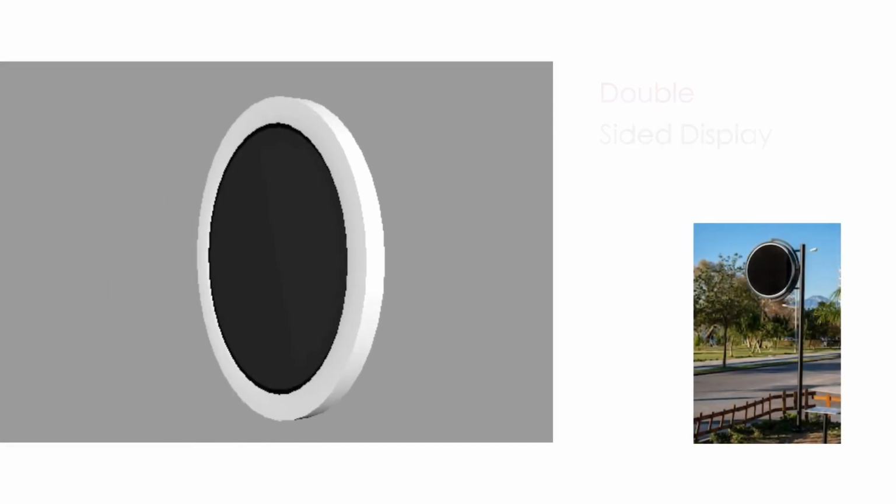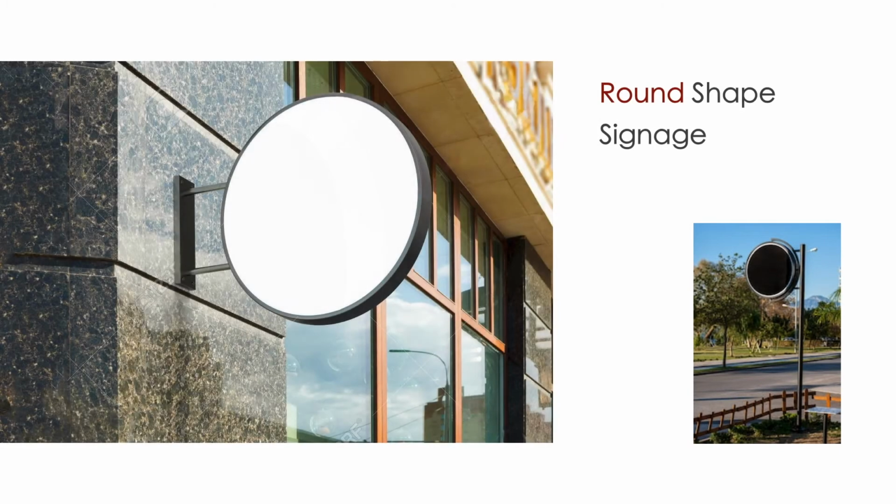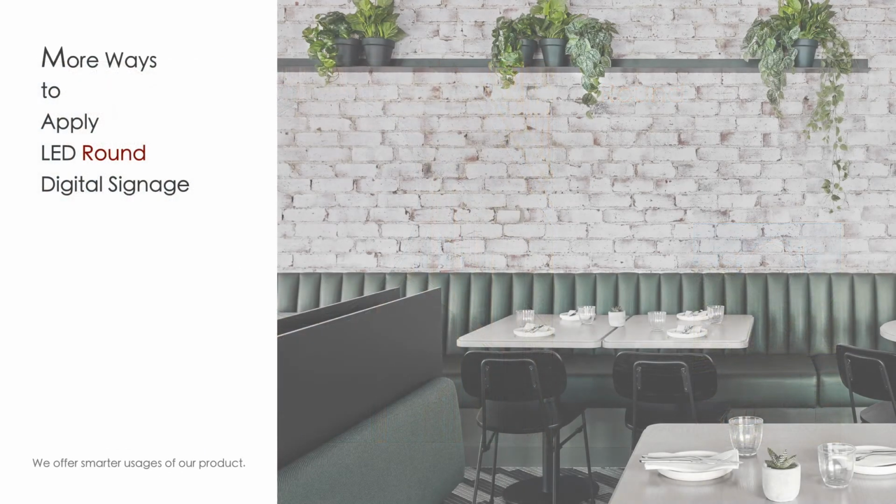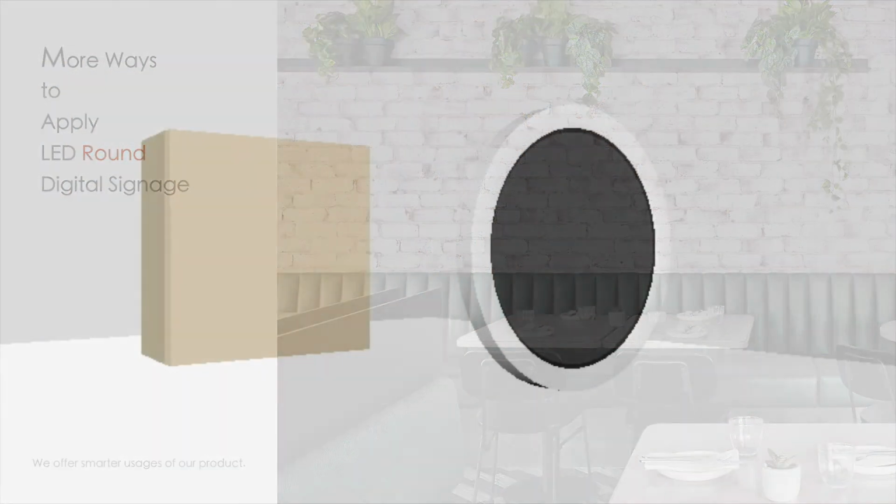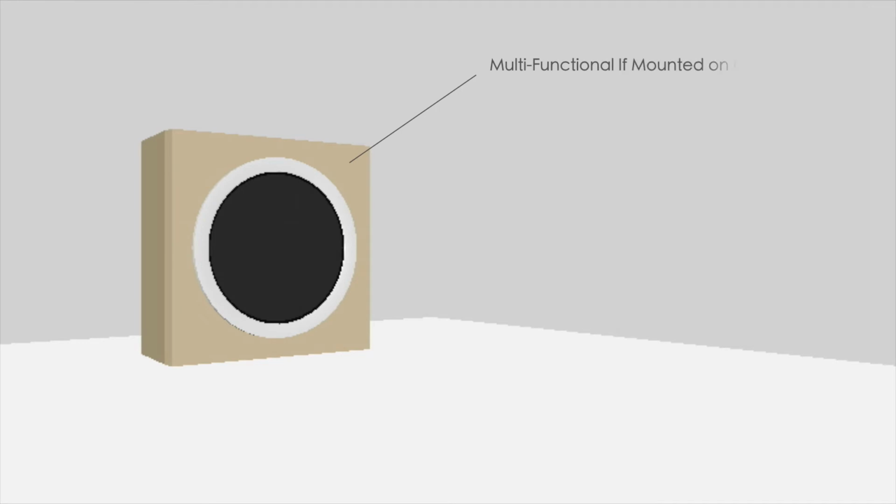Both single and double-sided display are available. Double-sided display can be used as a store signage. Other than that, we offer other ways for you. Mounting the digital signage on the cabinet is a perfect way to display and save the space simultaneously.